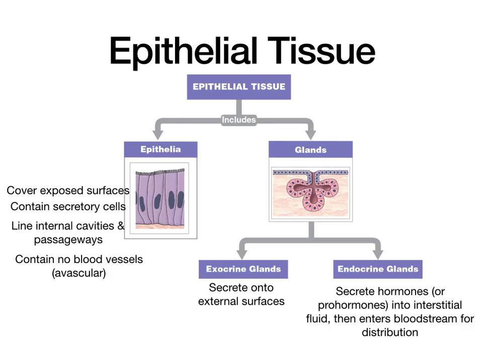And then we have our glands, which is divided into two separate types of glands. We have our exocrine glands and our endocrine glands. The exocrine glands secrete onto external surfaces, and our endocrine glands secrete hormones or prohormones into interstitial fluid that enters our bloodstream for distribution. So our exocrine glands are like our sweat glands, because we're excreting out to the external environment, or excreting it out of our body. The endocrine glands are secreting inside. Those are things like our ovaries, our testes, our thyroid gland, our pancreas. These all have glands in them that secrete into our blood and deliver those hormones.